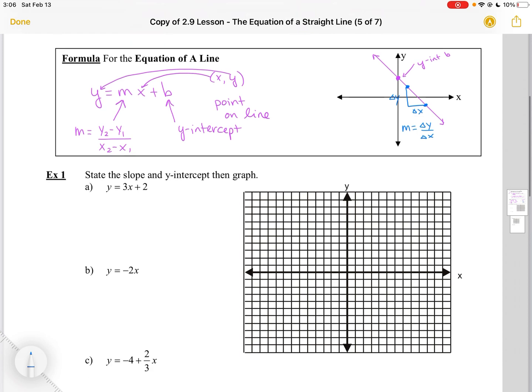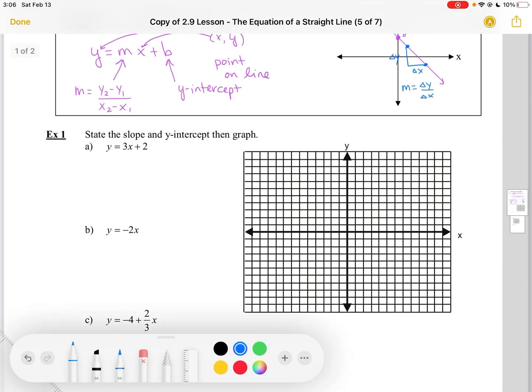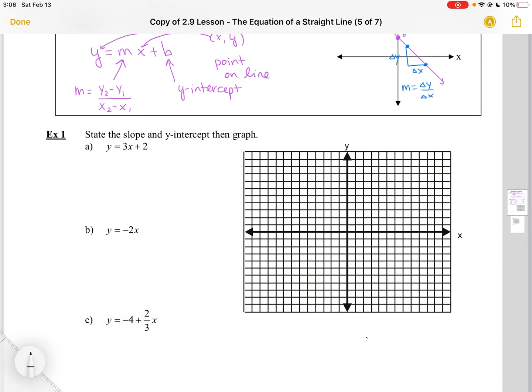So let's take a look at how we can use the slope and the y-intercept to graph. The first thing I'm going to do is state the slope and the y-intercept. So here, my slope is always going to be the number in front of the x. So in this case, it is 3. My y-intercept is always going to be the number at the end. In this case is 2.